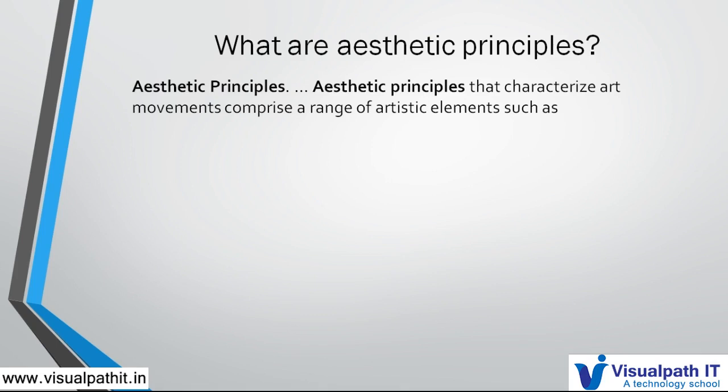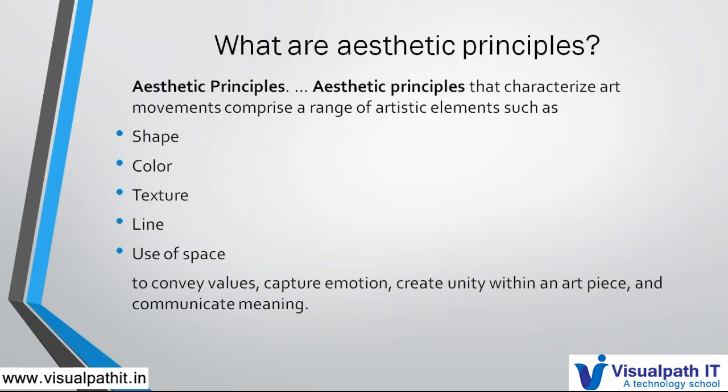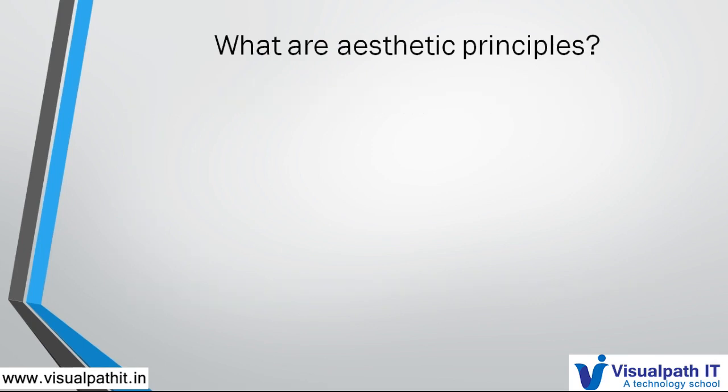Aesthetic principles that characterize art movements comprise a range of artistic elements such as shape, color, texture, line, and use of space, which are used to convey values, capture emotions, create unity within an art piece, and communicate meaning. Next, aesthetic principle.